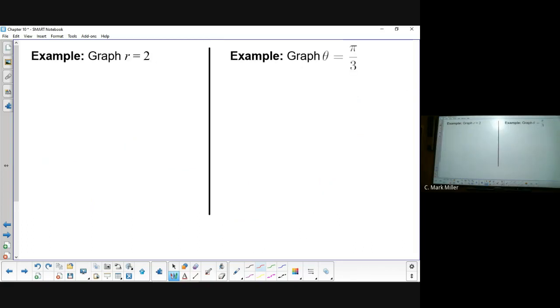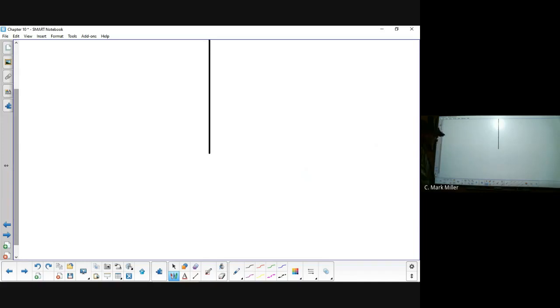So, basic graphs. We're going to do some polar graphs. Now, first a principle. Here's a principle. You already know this principle. Ready? Let's go down here. What does the graph on a coordinate grid of y equals 2 look like? What does that graph look like?